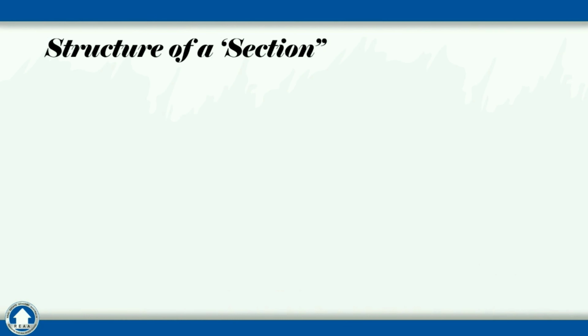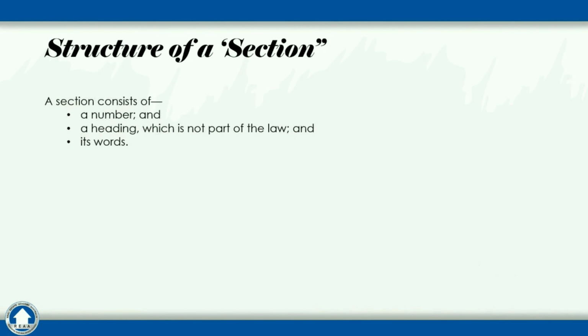Structure of a section. A section consists of a number, a heading which is not part of the law, and its words. Subsection. A section's words may be divided into two or more subsections. Subsections are usually each numbered (1), (2), etc. in brackets. Each subsection usually consists of one sentence.